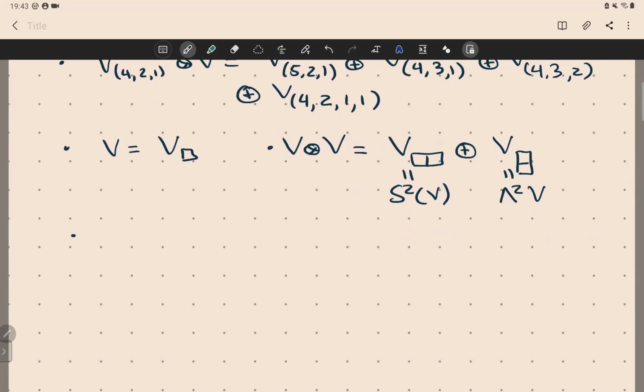And now Pieri's rule will allow me to do this again, to compute the decomposition of the third tensor power of V with itself, because all I have to do is this.